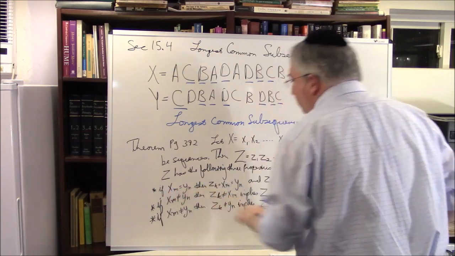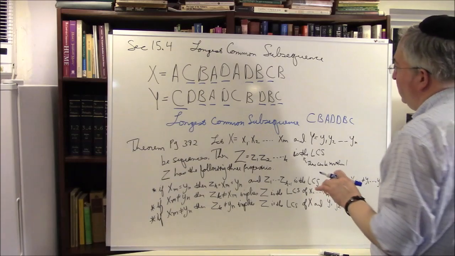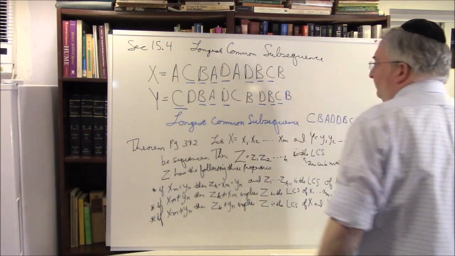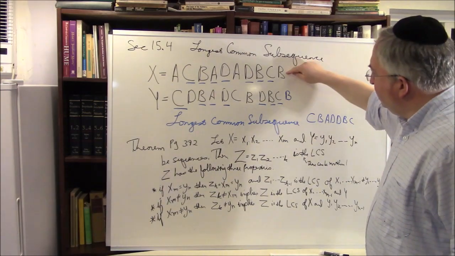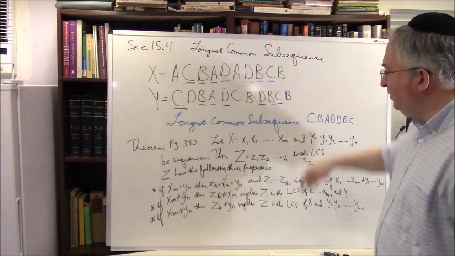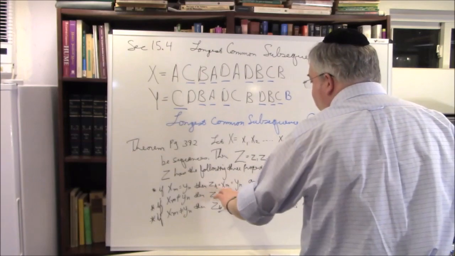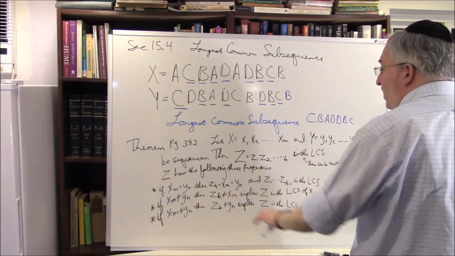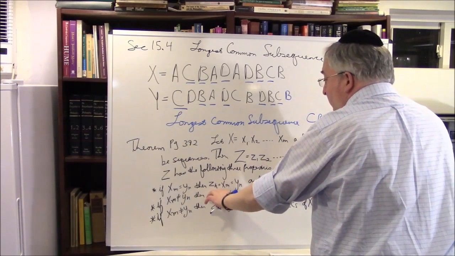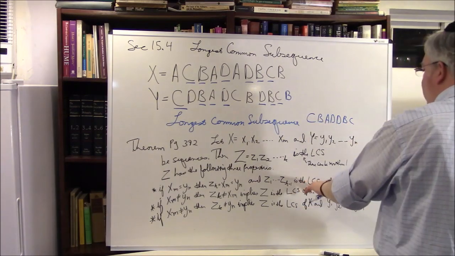If xm equals yn, now don't change your notes on this, but let's just say we do that. Let's say there's a b over here. So that means they finished at the end. They finished with the same thing. So if xm is equal to yn, then zk is equal to xm, which is equal to yn. Then the last part of the longest common subsequence is this shared thing.